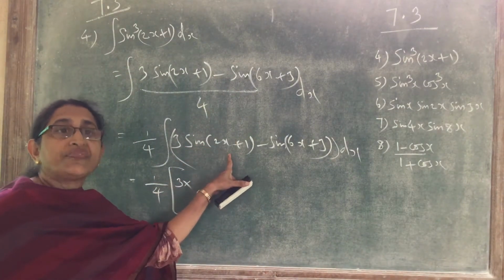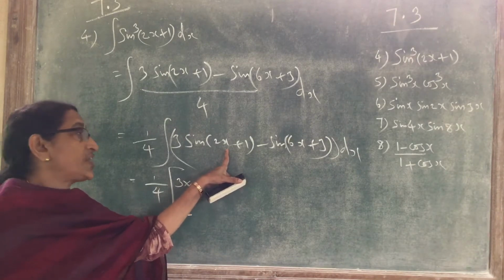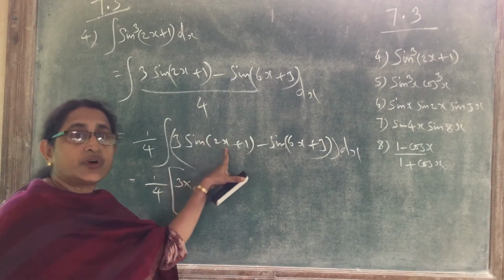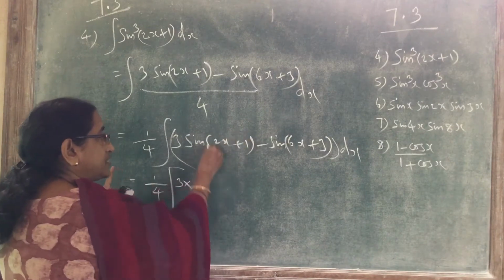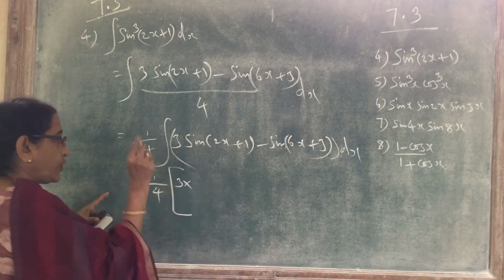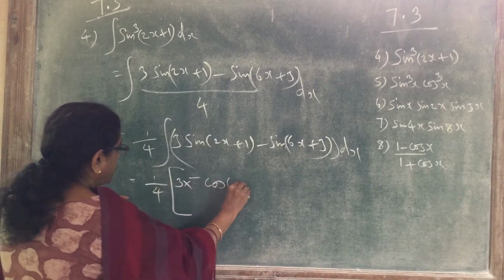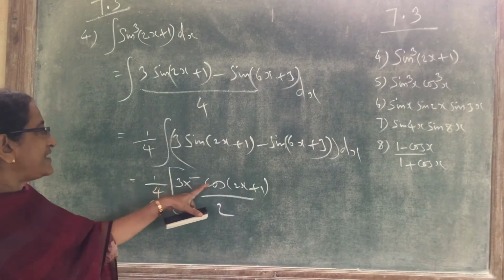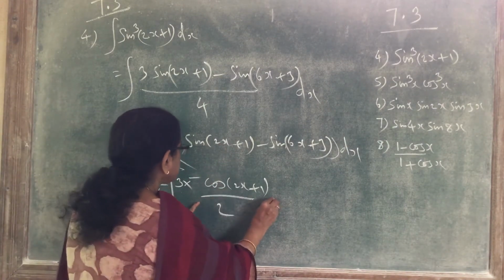So what we have to do: the integral of sin (2x plus 1) is minus cos (2x plus 1) whole divided by the derivative of 2x plus 1, that is 2. So you have to divide by 2, because in the place of x it is 2x plus 1. So 3 into minus cos (2x plus 1) whole divided by 2, minus.